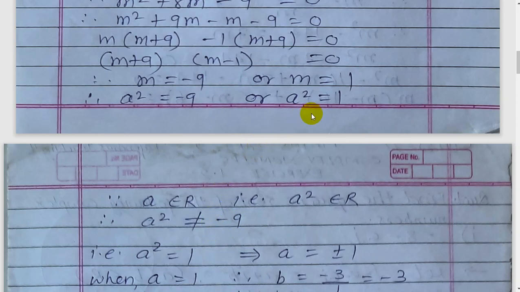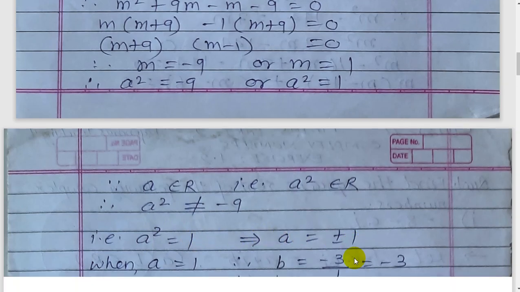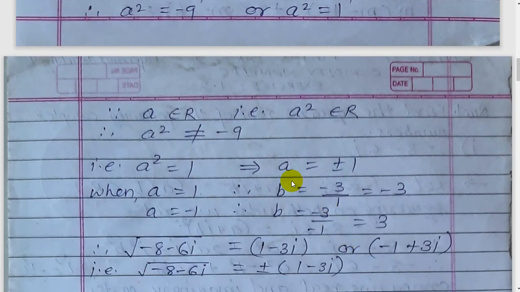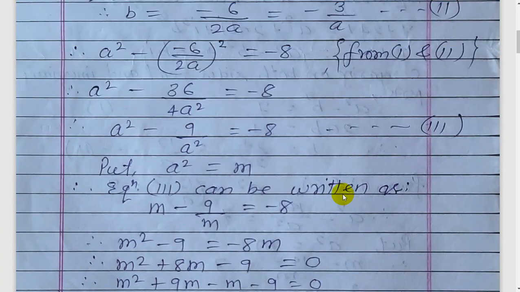Now taking a square is 1, and taking square root on both sides we get a equal to plus minus 1. The value of a must be real. Similarly, the value of b must be real because b belongs to R also. So when a equal to 1, therefore b equal to minus 3 upon a. You can check in equation number 2nd, minus 3 upon a.